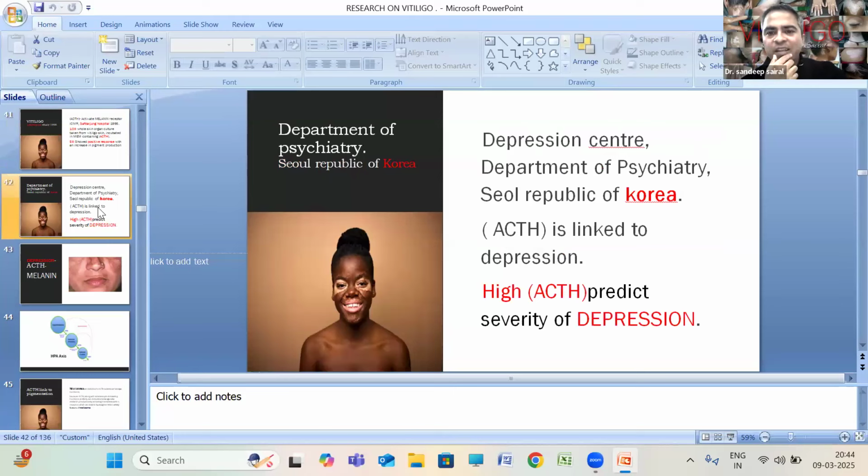Korea also has something to say. Korea says, from the Department of Psychiatry, Seoul, Republic of Korea, that ACTH is linked with depression. High ACTH can predict the severity of depression.